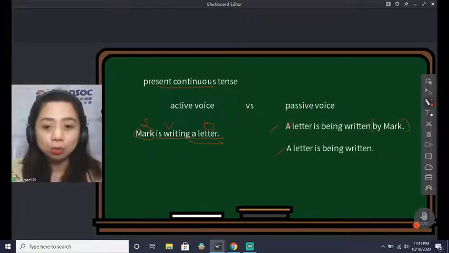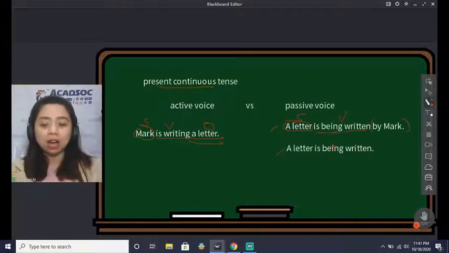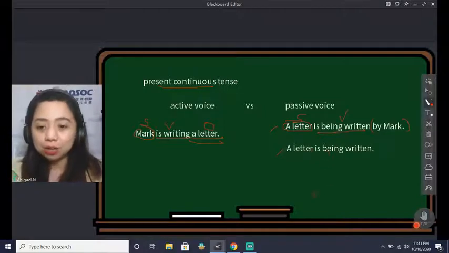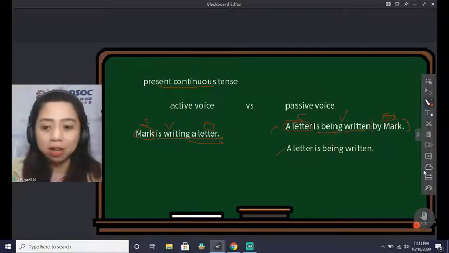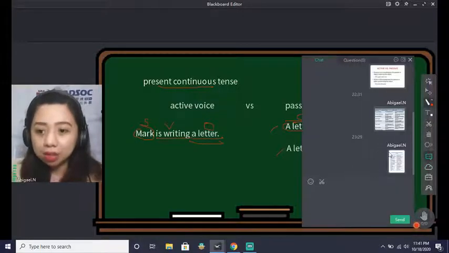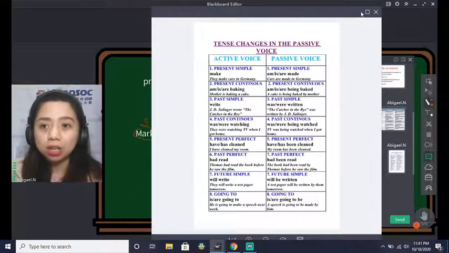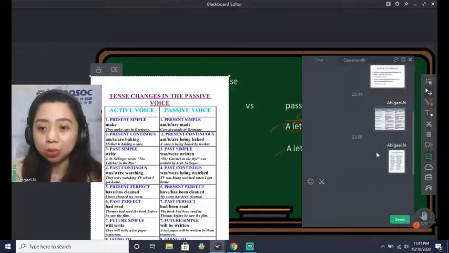Okay, so I hope you can follow. A letter, subject, is being written. It's your verb or action. Okay, and this one, it's the object, the doer of the action. Okay, let's continue. So we're done with present continuous.